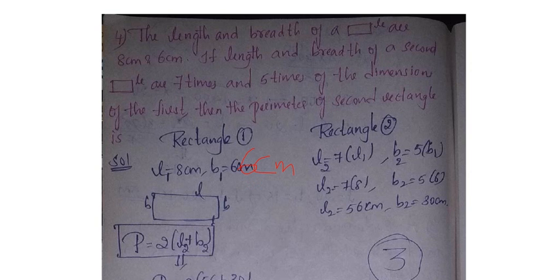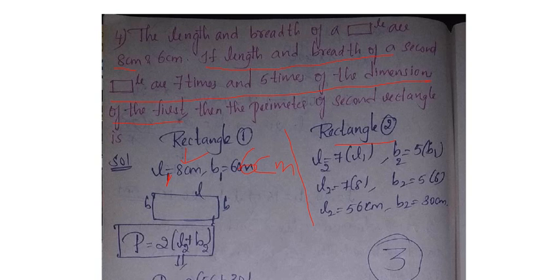If the length and breadth of a second rectangle are 7 times and 5 times the dimensions of the first, it means they have given 2 rectangles, friends. Here I assume this as rectangle 1, the second one as rectangle 2. Regarding the first one, what data have they given? Length of the first rectangle is 8 centimeters. I have written L1, where 1 means first rectangle. L1 equal to 8 centimeters. Next, breadth is B1, first rectangle again. B1 equal to 6 centimeters.